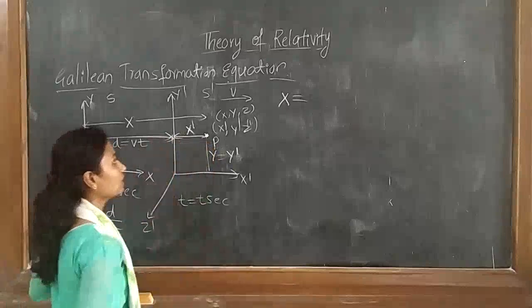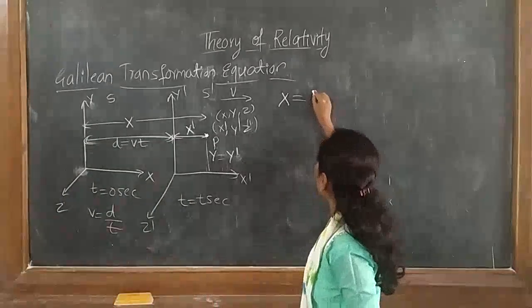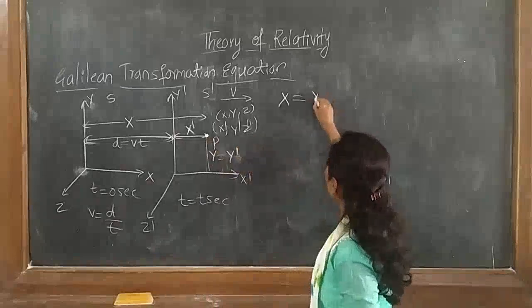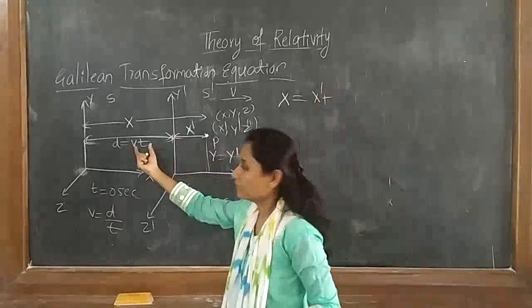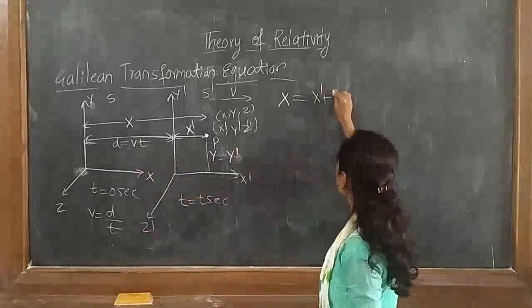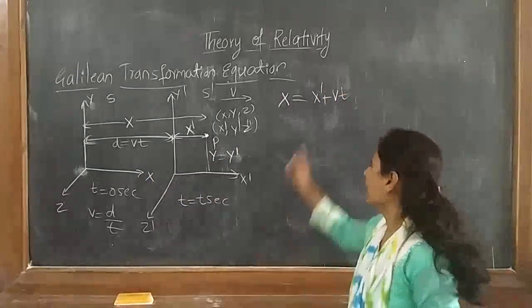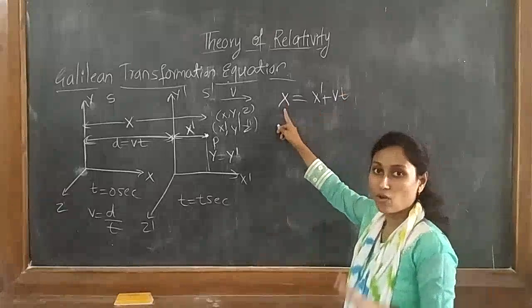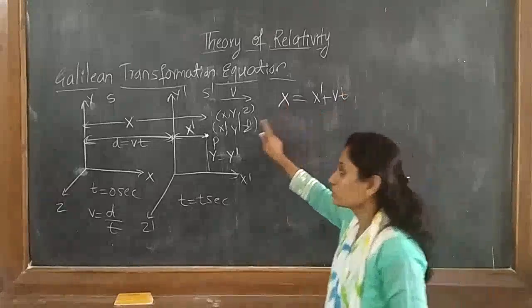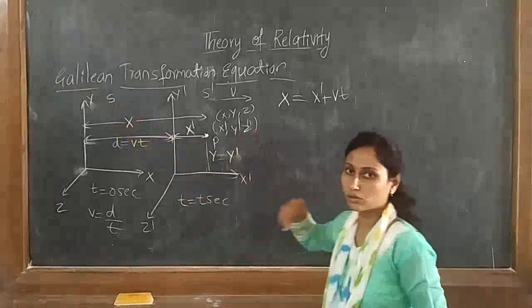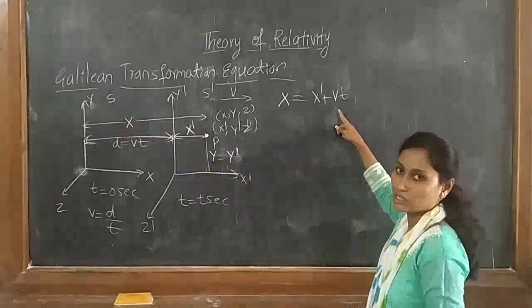Now we got this distance as well as this distance, so we are adding these two. When we add these two, what do we get? x dash plus the d value. The d value is nothing but vt. So can we take x is equal to x dash plus vt? That is the total distance of the event P, only according to the S frame. So this is the x value.